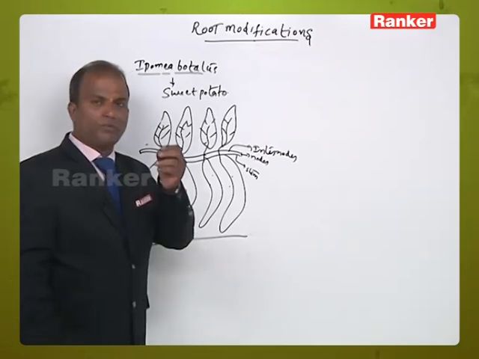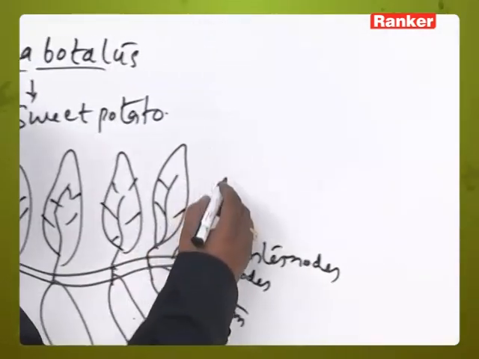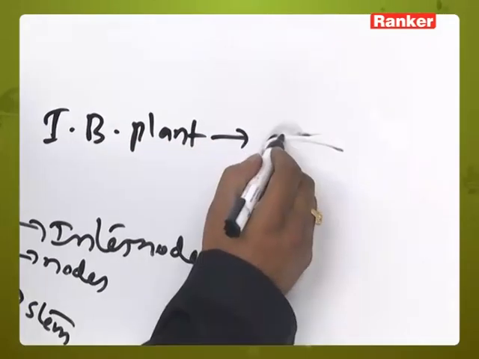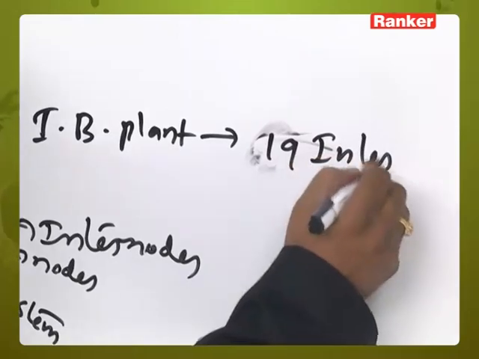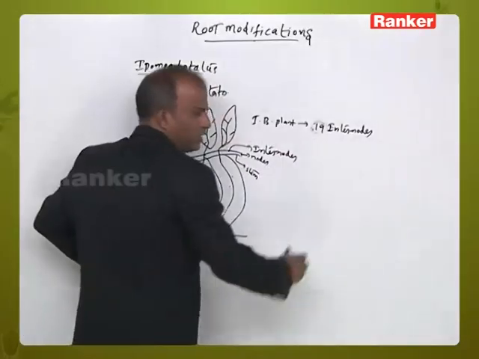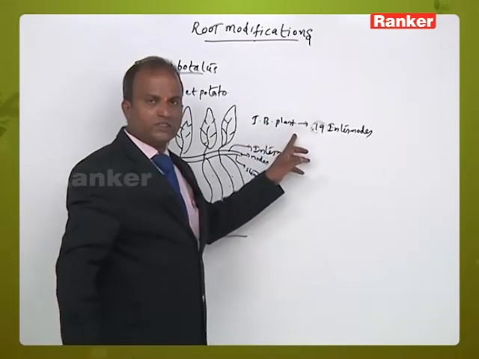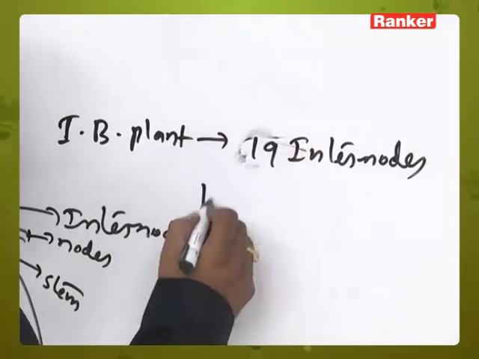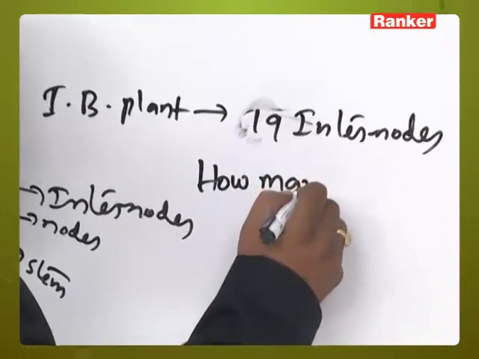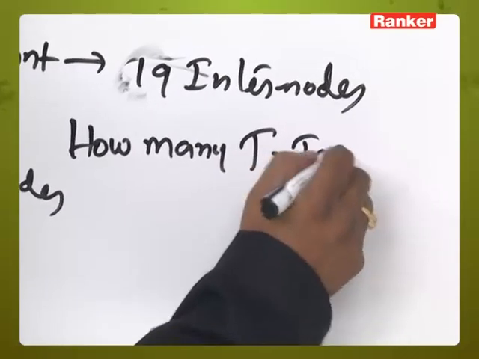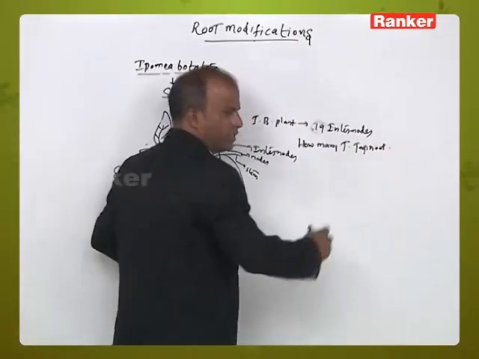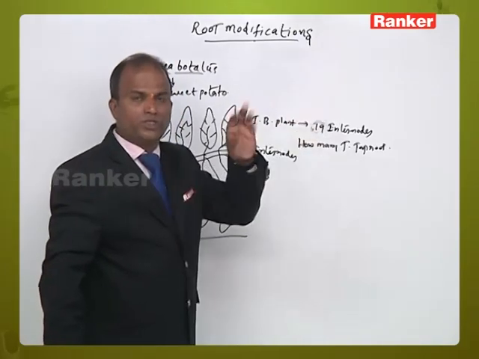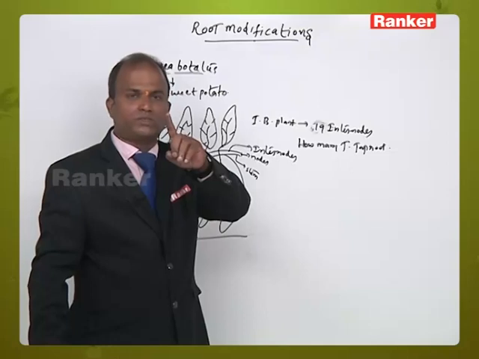Now a problem I will tell here. This Ipomoea batatas plant, if it shows 19 internodes, how many tuberous taproots does it show? How many? What is the answer? Most of them will say 19 internodes means 20 nodes, that means 20 tuberous taproots.